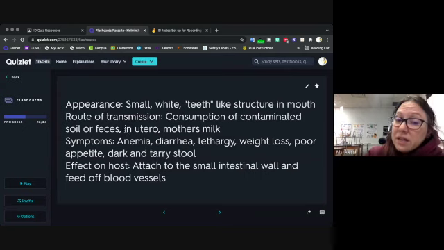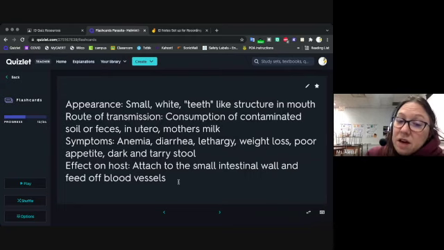In utero means that it can pass through the placental lining. So in utero is the development of the fetus. Mother's milk: when the animal is consuming its mother's milk after it's born, there is a chance that it can be contaminated that way as well. So some symptoms are going to be anemia, so low red blood cell count, diarrhea, lethargy, weight loss, poor appetite, dark and tarry stool.